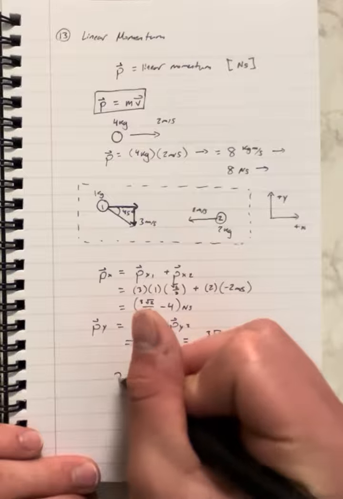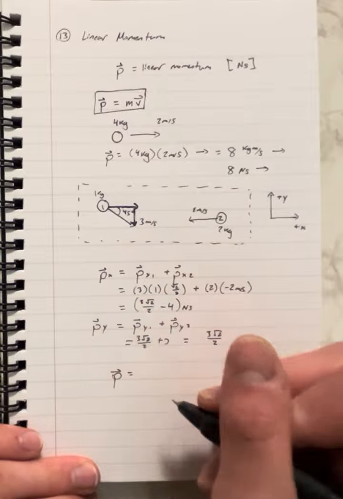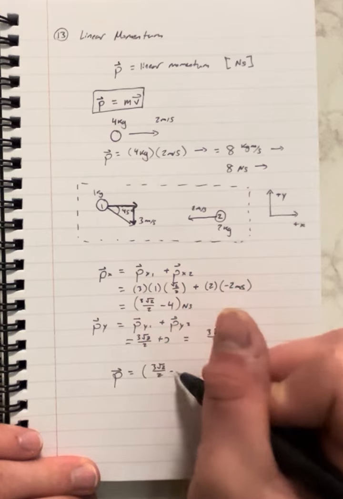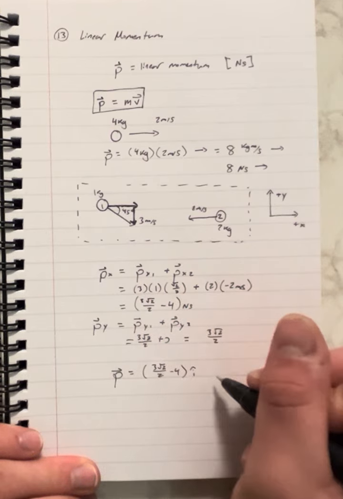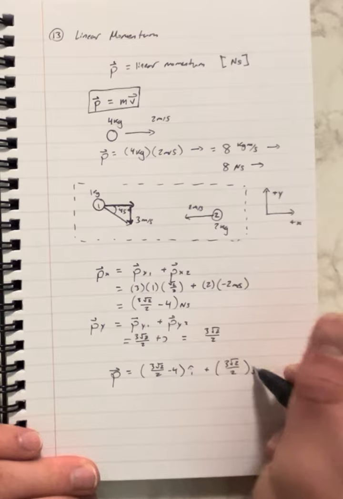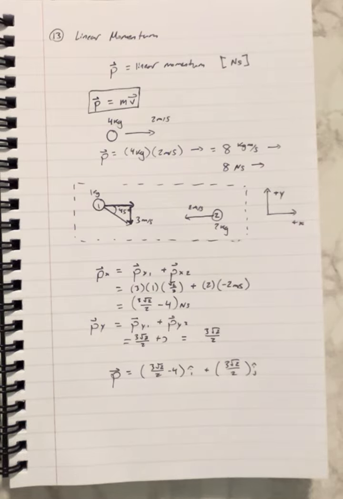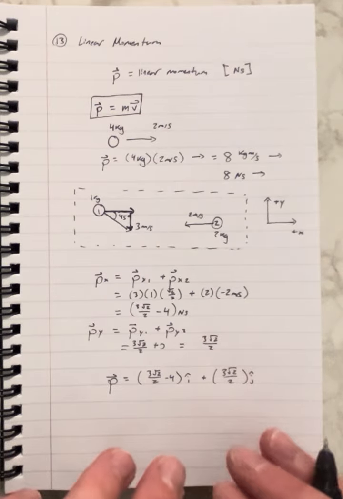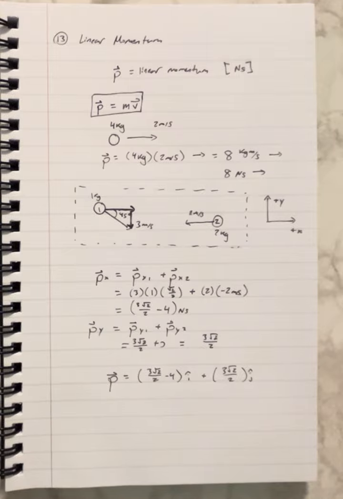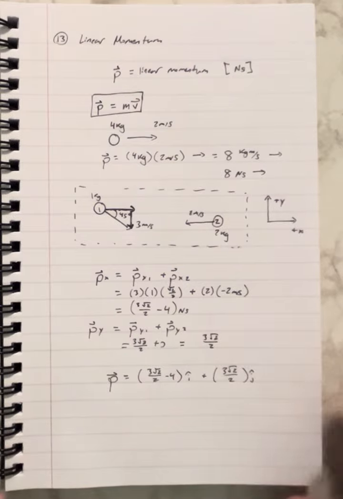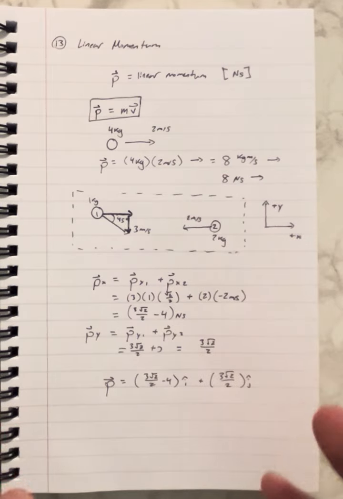So the total momentum of the system is 3 root 2 over 2 minus 4 i hat plus 3 root 2 over 2 j hat. Now, if we wanted to, we could do what we learned in the first video about vectors, and calculate the magnitude of this vector using Pythagorean theorem and the angle of the vector using inverse trigonometry. I'm going to stop here, though, because we've already gone over how to do this, and this is what I have for momentum for now.